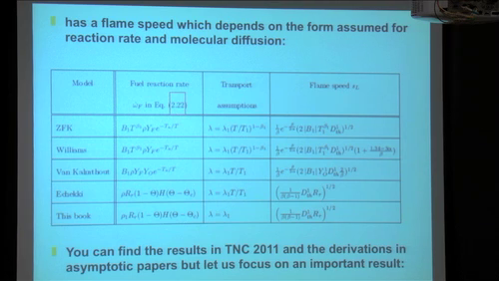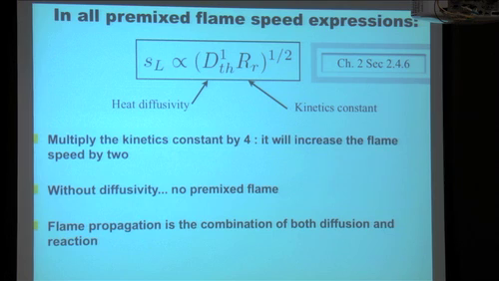I just want to get one generic result here, which is the following. In a problem like this, a laminar flame propagates at a speed which is a function of the heat diffusivity multiplied by the constant of the kinetics to the power 1/2. Okay? So it means, first thing, and that's different in a detonation, that if you have no diffusivity in your gas, there will be no flame.